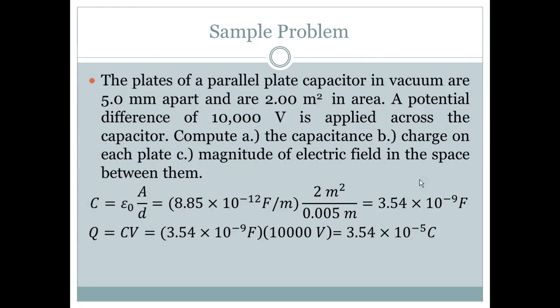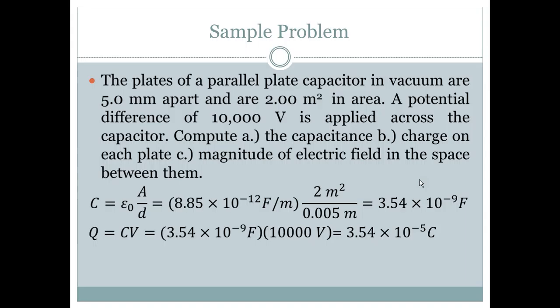A parallel plate capacitor in vacuum has a separation distance between the two plates of 5 millimeters, and the given area of the parallel plate capacitor is 2 square meters. A potential difference of 10,000 volts is applied between the two plates, and we are asked to compute the following: letter A, the capacitance of the given capacitor; letter B, the charge on each plate; letter C, the magnitude of the electric field in the space between them.